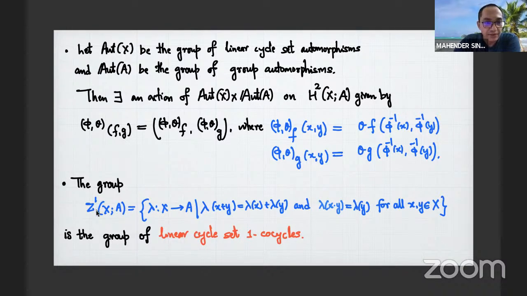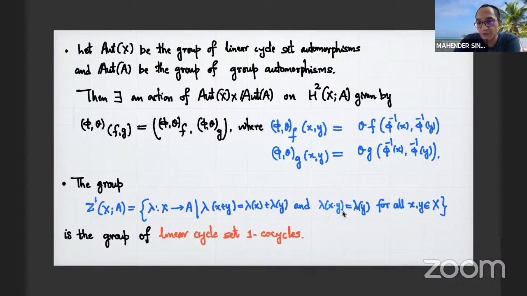And let us also recall the definition of the group of one linear cycle set cocycles, Z1. These are maps from X to A which are group homomorphisms of the underlying additive group, and which are left multiplication invariant.